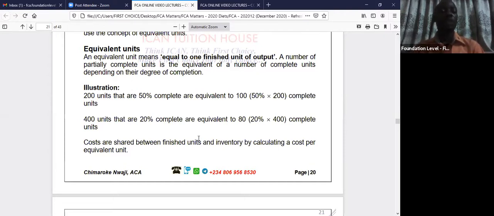We have 200 units that are 50% complete. What does it mean?